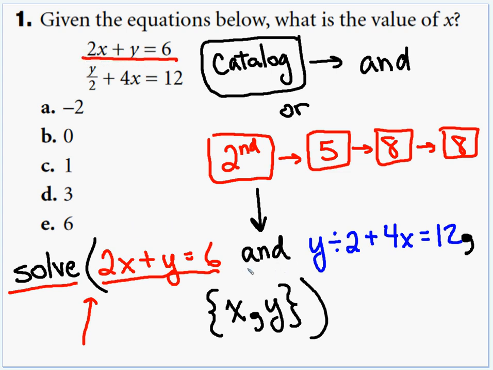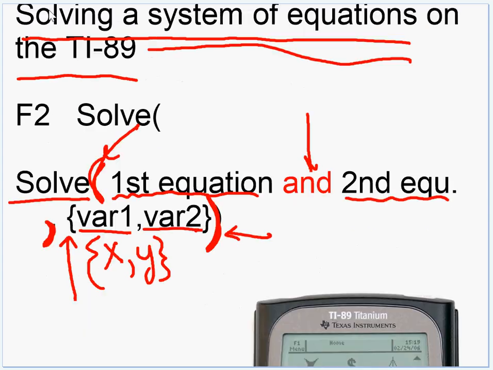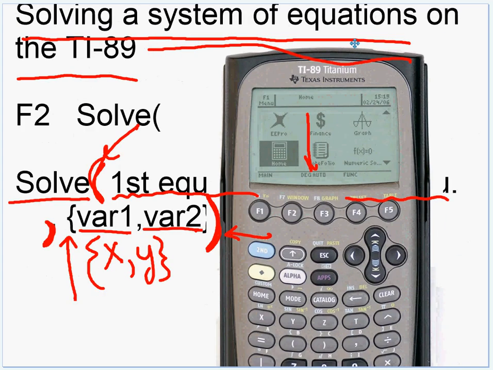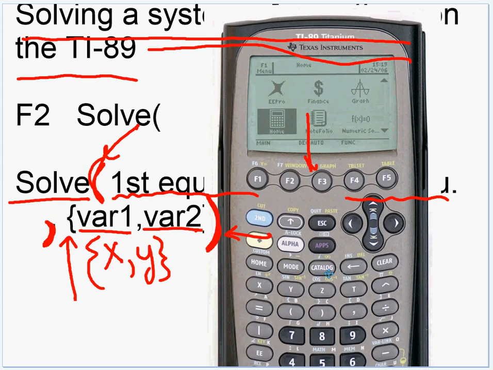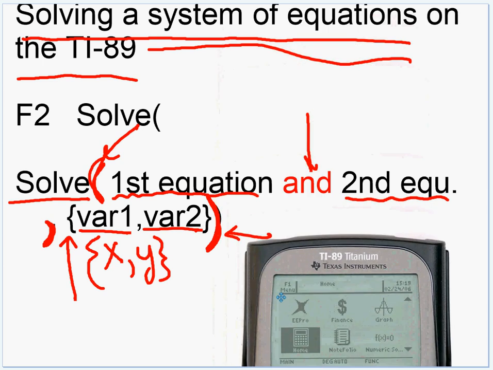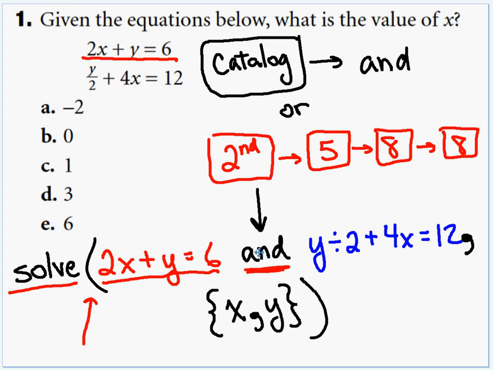Now we want the word and. The quickest way to get to and is with the catalog key. So here, this button below the apps, you see catalog. If you hit catalog, you'll see an alphabetical list of all the words in the catalog. And is the second word down. So you choose and, it will automatically give you this space, and then we type in our second equation. And that's here, y divided by 2 plus 4x equals 12.